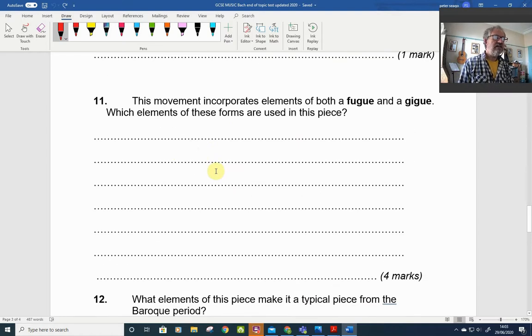Question 11. This movement incorporates, incorporates just means uses, elements of both a fugue and a gigue. Well, do you remember what a gigue means? Remember what a fugue is? Remember, it's not really a fugue, is it? It's fugal. Fugal means elements of a fugue. So we've got some fugal things and we've got some gigue things. Which things of a gigue are used in this piece? Which things of a fugue, of a fugal, are used in this piece? And again, you'd be expected to fill up the entire lines.